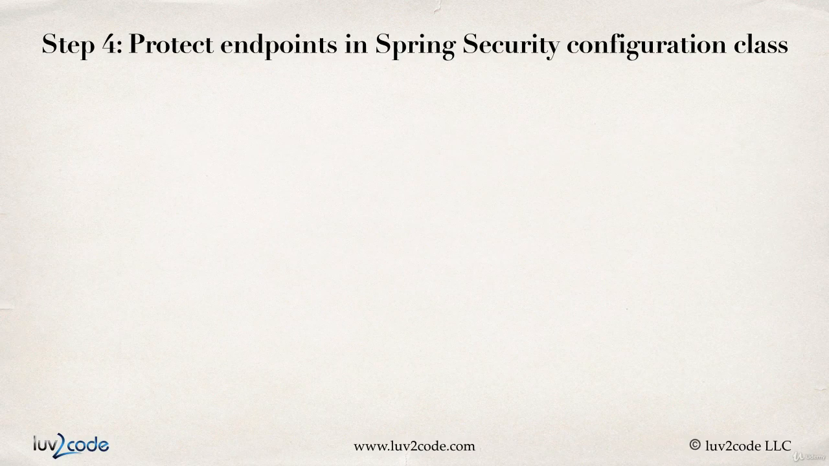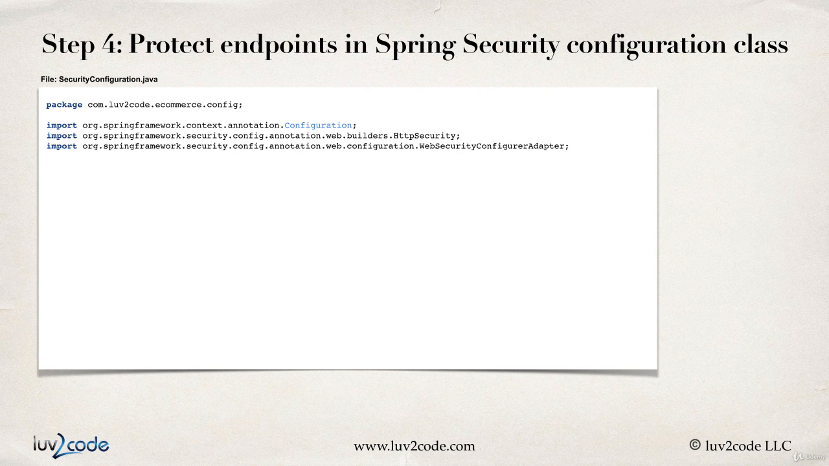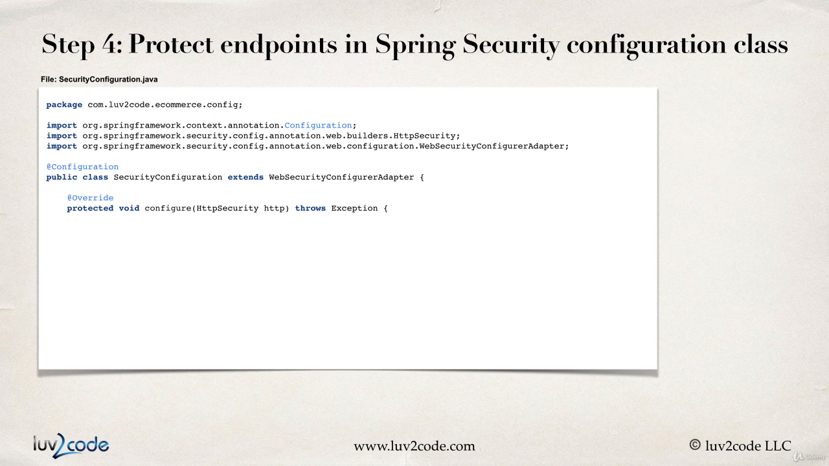Okay, finally, step 4, protecting the endpoints in the Spring Security configuration class. So we'll just set up our package and our imports here. We'll set up this configuration, extends WebSecurityConfigurerAdapter. We override the configure method for HttpSecurity. And then we're going to protect this endpoint /api/orders.